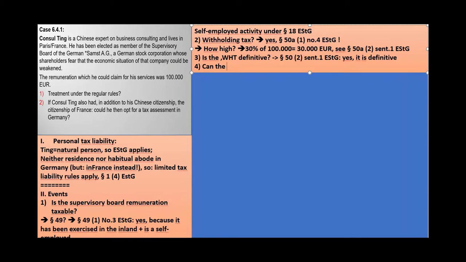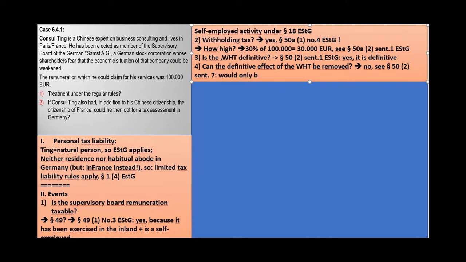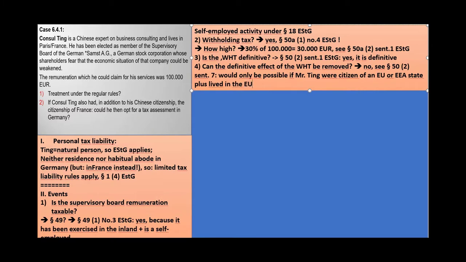Can the withholding tax or can the definitive effect of the VHT be removed? That's for A. We could call it for A. And the answer is no. CPER 52 sentence 7 would only be possible, not the other way around, if Mr. Ting were citizen of an EU or EEA state plus lived in the EU. These conditions are not completely fulfilled. That's it.